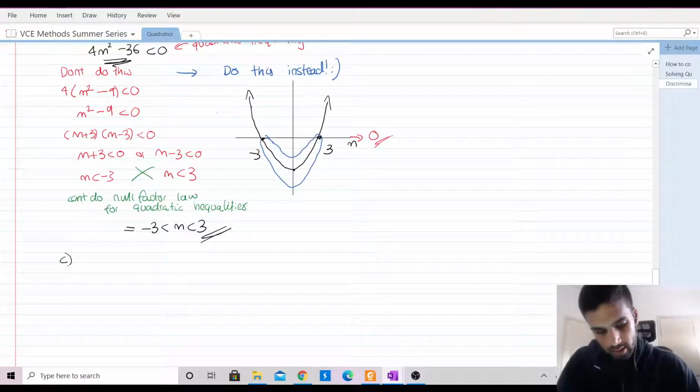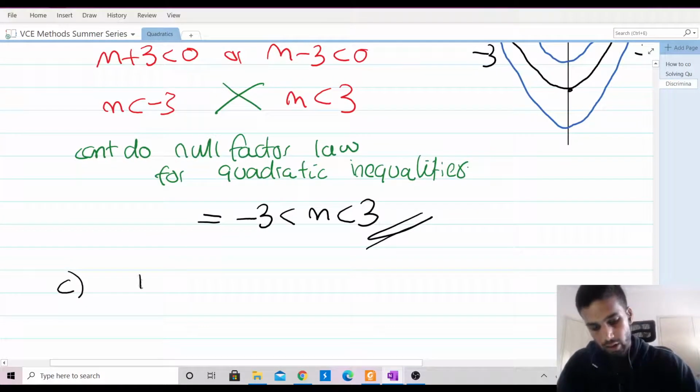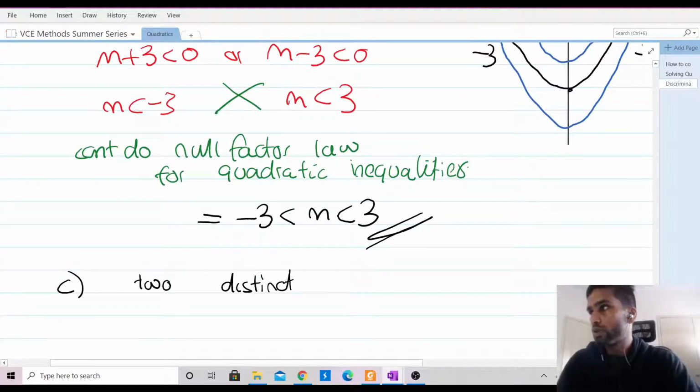And last but not least, we have two distinct solutions.